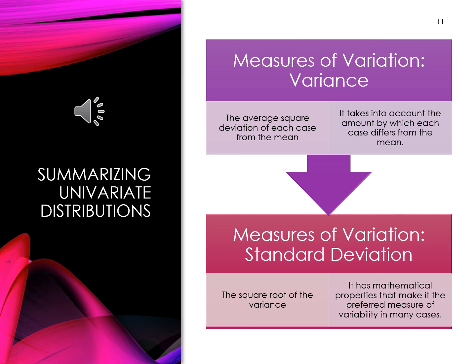So a variance is a statistical measure of the variability of a distribution, computed as the average squared deviation of each score from the mean of all scores. It takes into account the amount by which each case differs from the mean. The standard deviation is the square root of the average squared deviation of each case from the mean. It has mathematical properties that make it the preferred measure of variability in many cases.